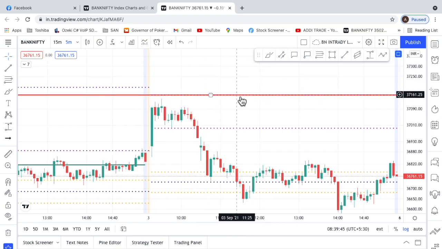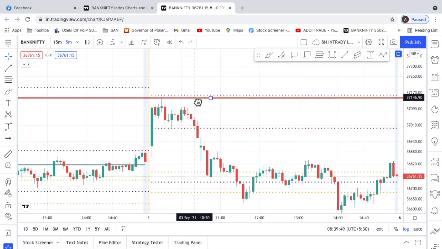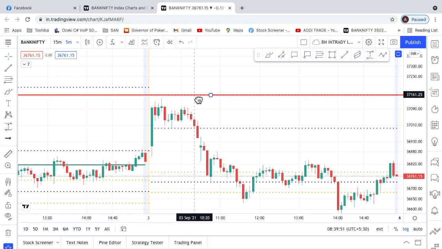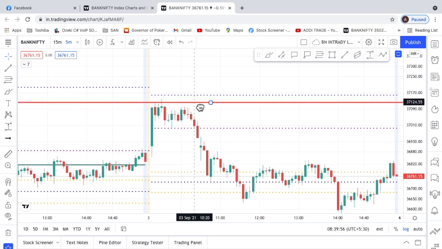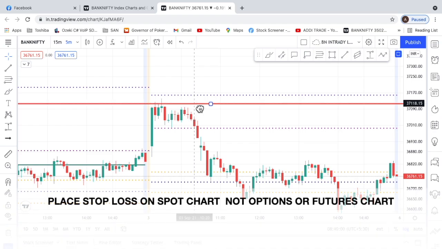So the high of this candle will be the stop loss for options. For futures, we can afford to keep it at R2 of CPR. But depending on the capital and one's appetite for loss, even in futures, you can go with a tight stop loss. It's always better. That is the high of this candle.